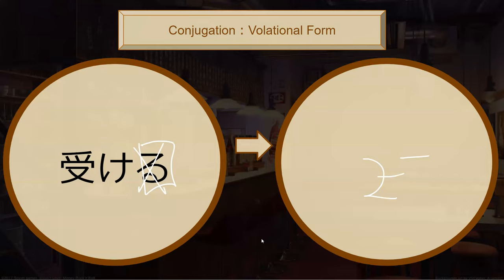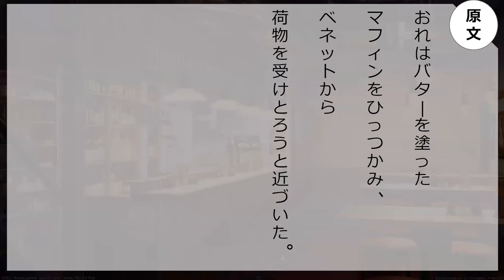I'm gonna skip that. And I'm gonna skip that. So let's go read the line from the book. Ore wa bata o nutta muffin o tsukami.